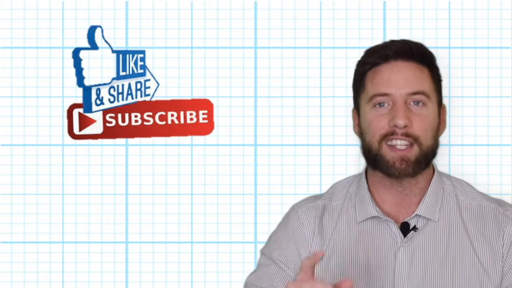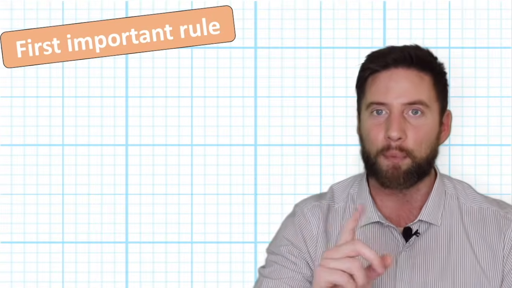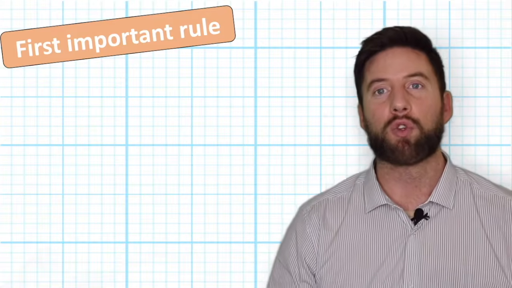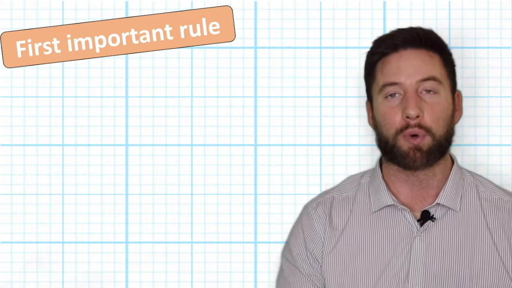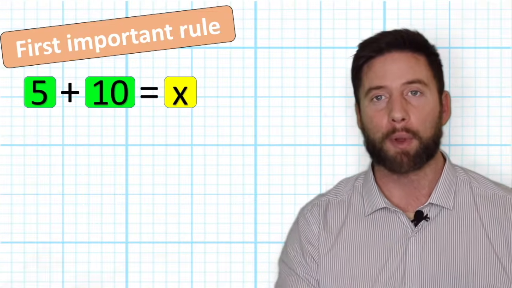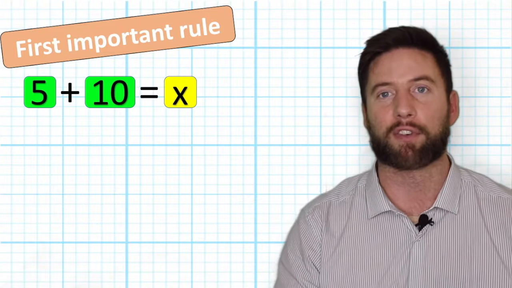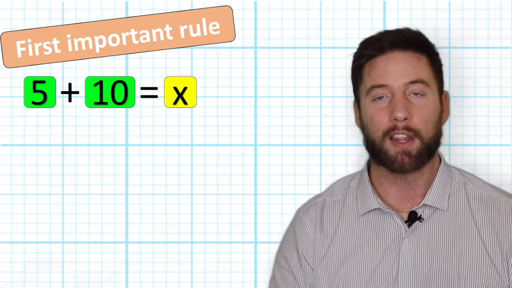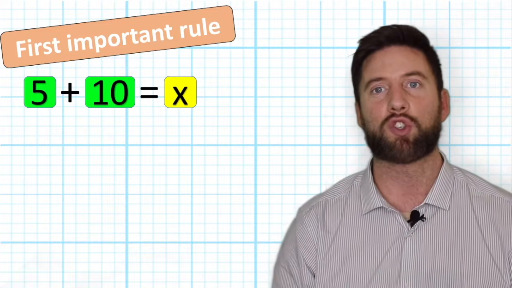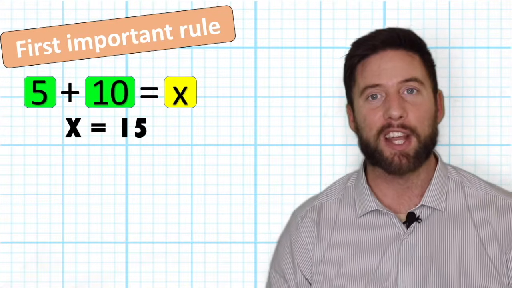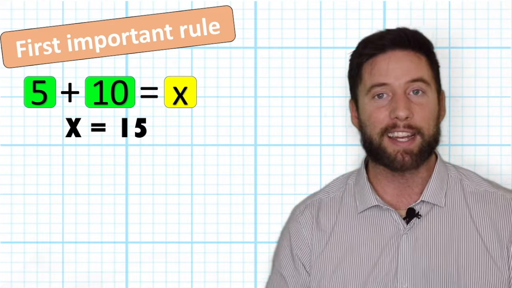But for now, let's learn some very important rules about how symbols can and cannot be used in equations. So the very first rule you need to know is that different symbols or different letters can be used in different problems to represent different values. So for example, in the problem we just solved, the letter x was used to represent the number 15. But x could stand for a different value in a different problem.